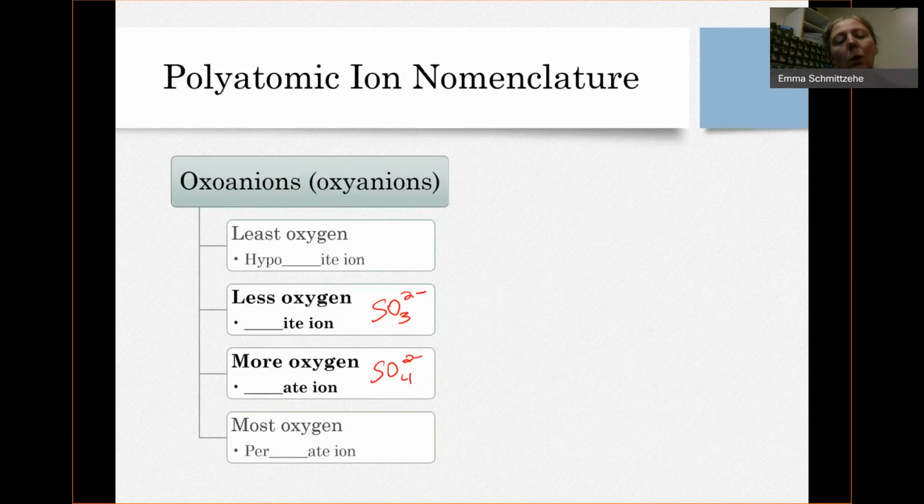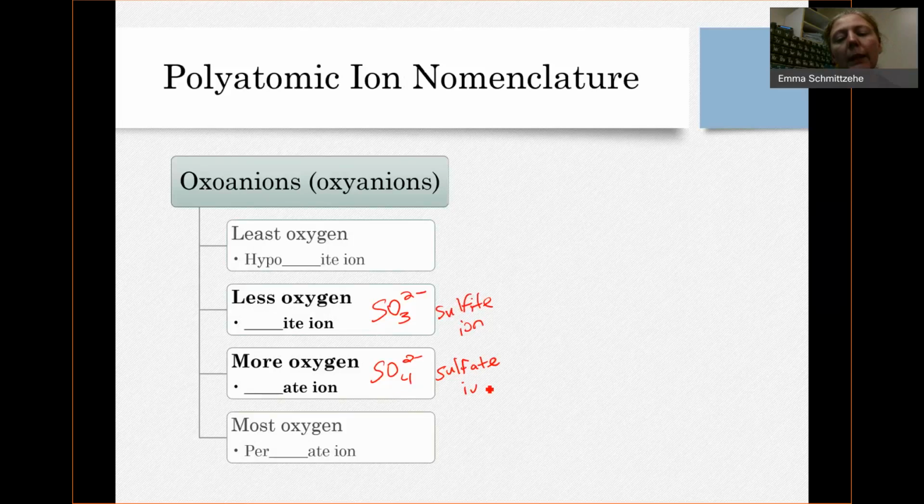And so what we need is to start with sulfur as the name, take off the end of sulfur, and swap it out for ite ion and ate ion. So SO3 2 minus is sulfite ion, whereas SO4 2 minus is sulfate ion.